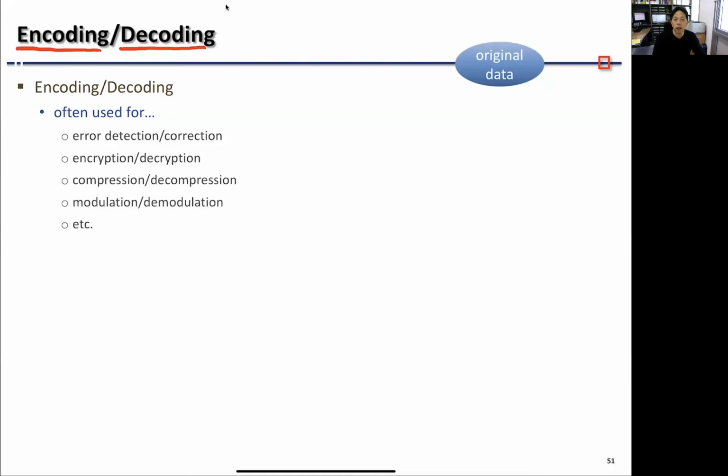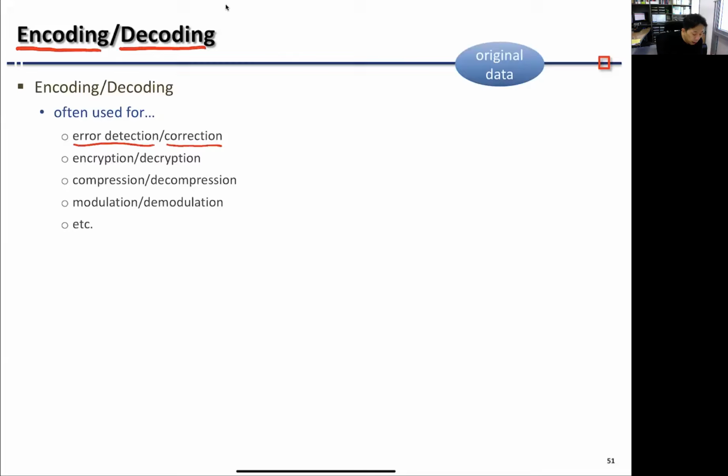Encoding means you're transforming data from one form to another form, usually for some purpose, and decoding means you're transforming it back to the original form. Encoding and decoding is often used, for example, for error detection and correction. You have some data, you encode it, and then you decode it back, and you want to detect the error or you want to correct the error.